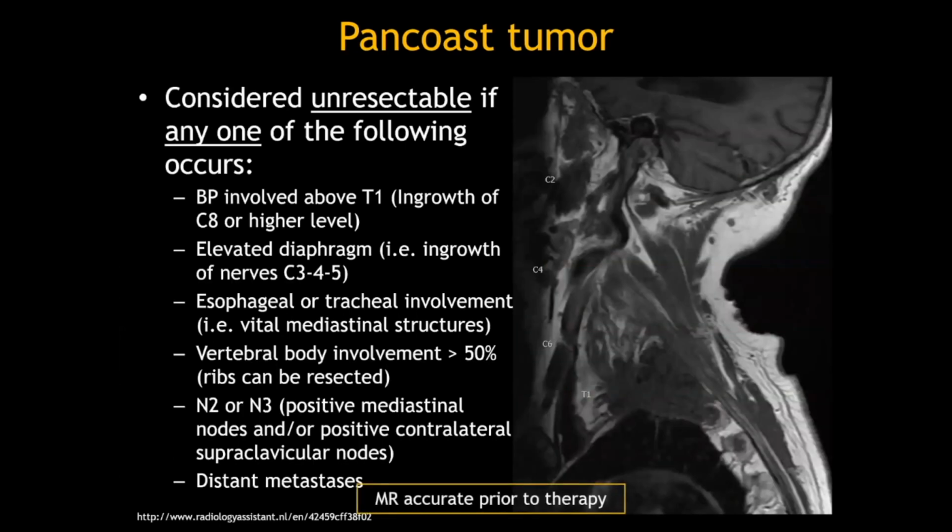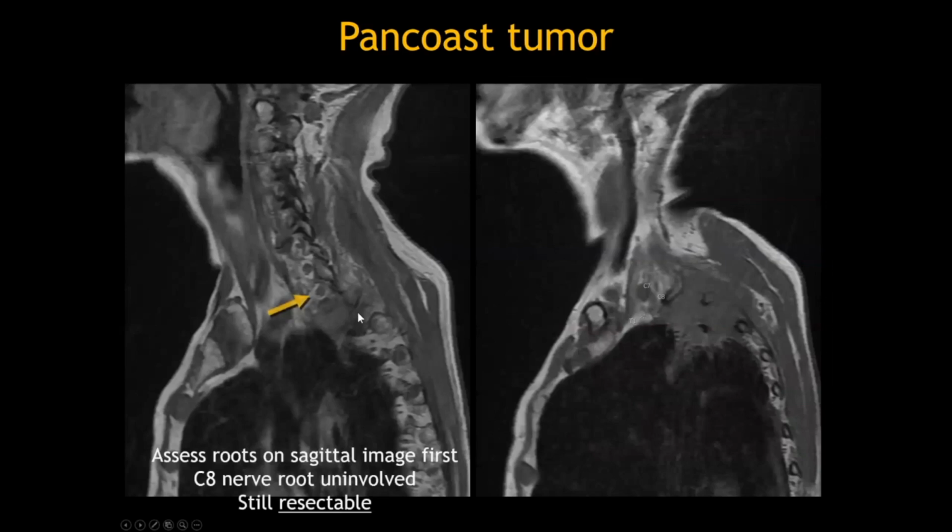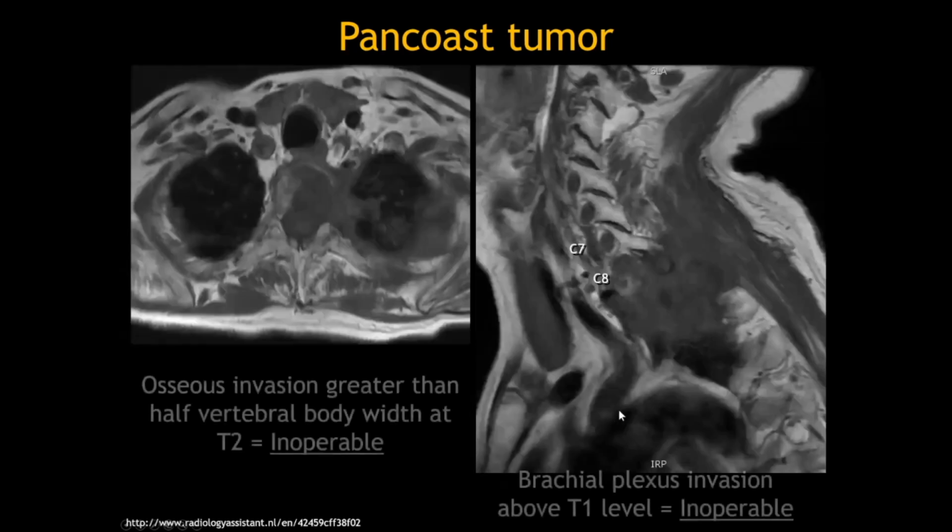So brachial plexus imaging can be helpful to surgically stage these patients. And here's a list of things that can result in inoperability of these tumors. So most important is the brachial plexus if it's involved above T1, where you have ingrowth of the C8 or higher level nerve roots. So here's an example of one that extends right up to the undersurface of the rib, certainly obliterating the T1 nerve foramen. But you can see that above it, the C8 nerve root actually has a relatively preserved fat plane, so this could be potentially resectable in this case.